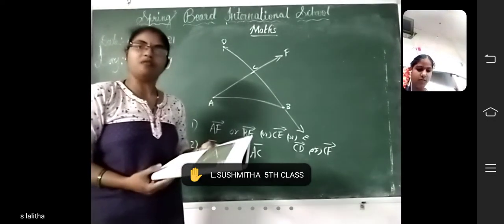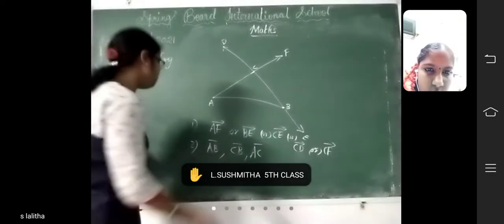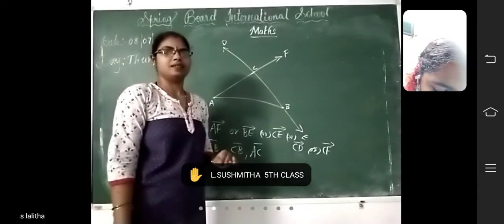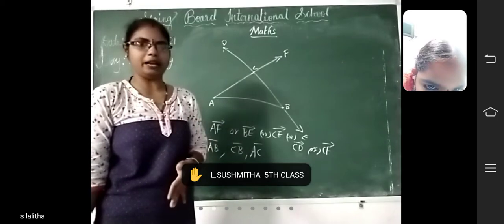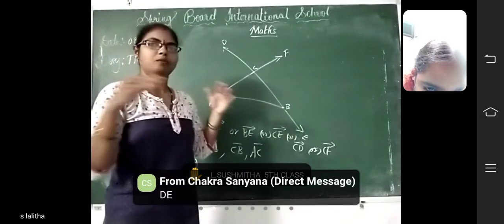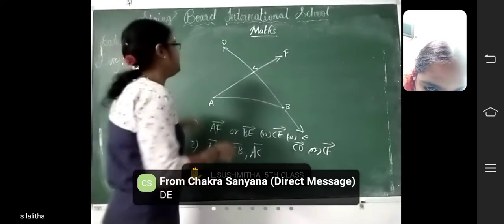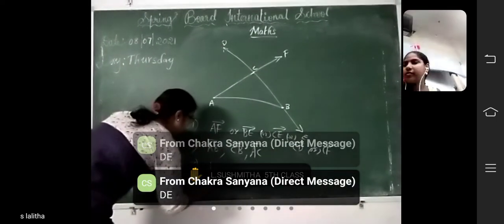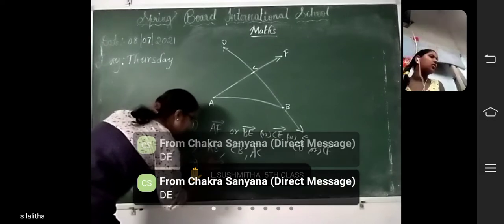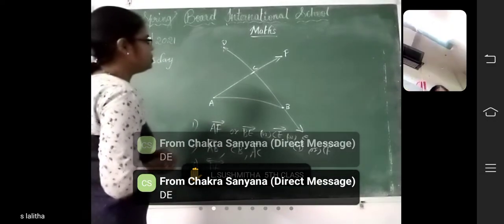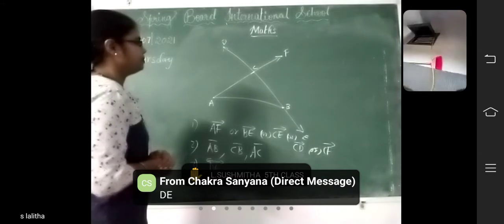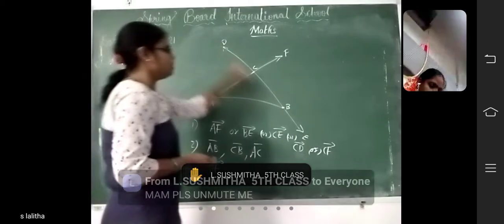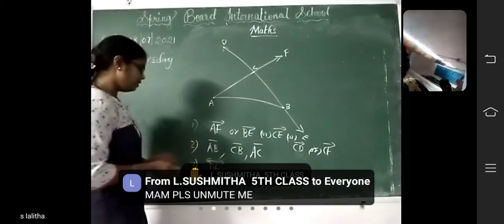Next, the third one is name one line. A line means it has no starting point and no ending point. So a line is represented with arrows on both sides. So where is it? Yes, DE. Another line, children? Any other line? Not there. Two arrows are here only. Okay? DE.